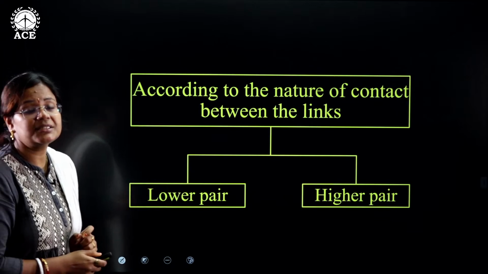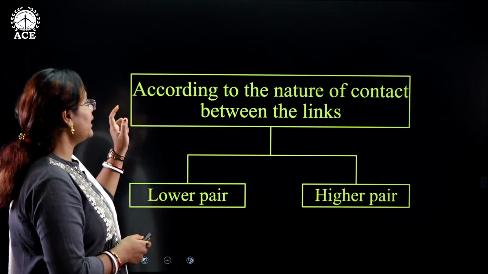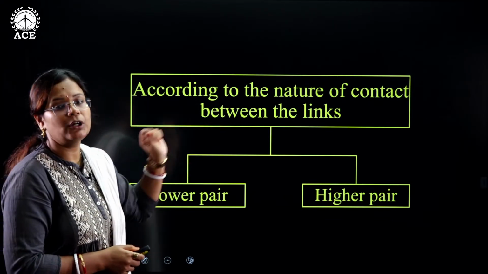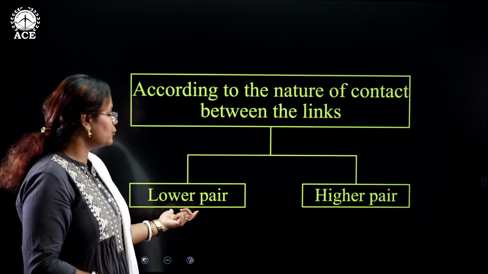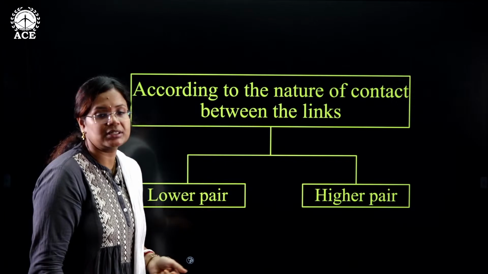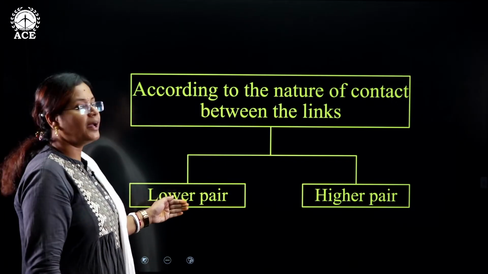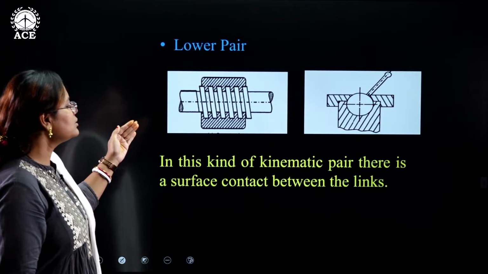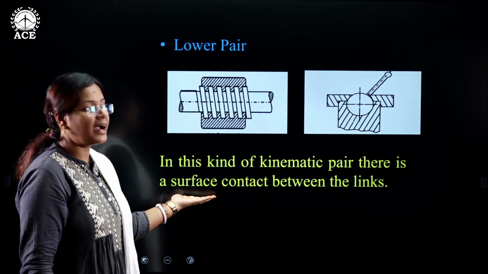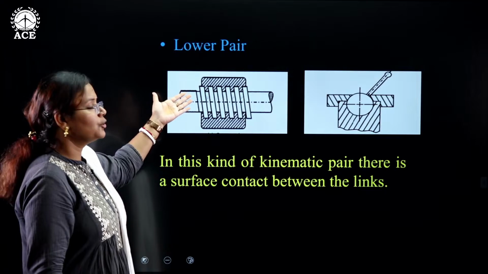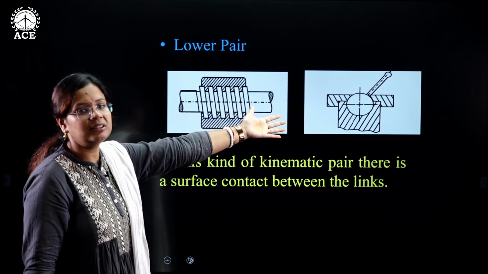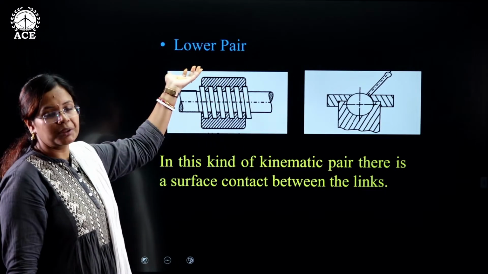Next comes the classification of kinematic pairs according to the nature of contact. You will find there are two types: one is the lower pair and the other is the higher pair. Lower pair is the one where you see there is a surface contact between the links. Again, the same examples come into picture. You have screw pair and the spherical pair, they come under lower pair.